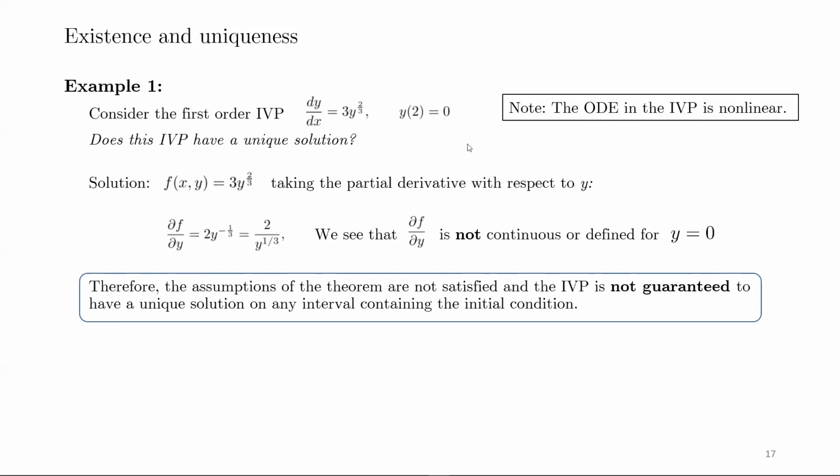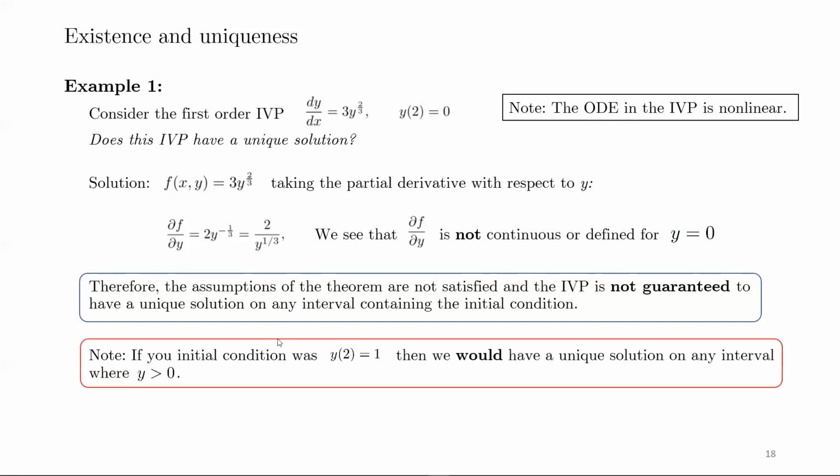But if I were to change this initial condition, I could avoid this problem, right? So if instead of having when x is equal to 2, y is equal to 0, I change that initial condition and said when x equals 2, y is equal to 1, then in fact we do have, by the theorem, a unique solution on any interval where y is greater than 0.